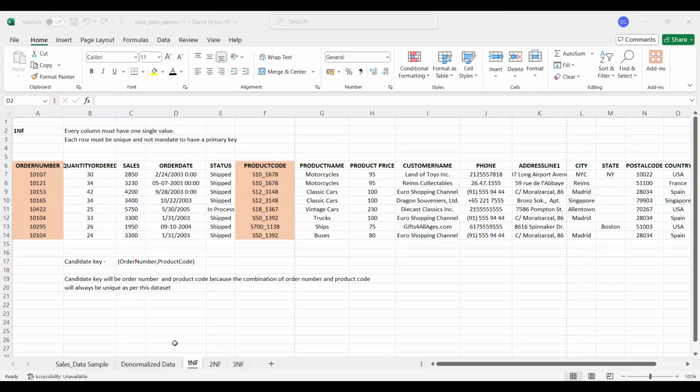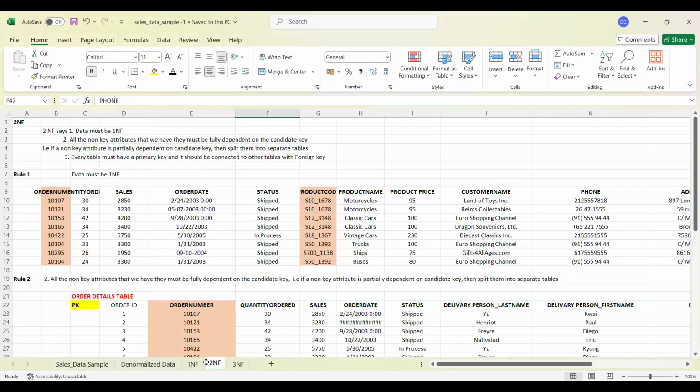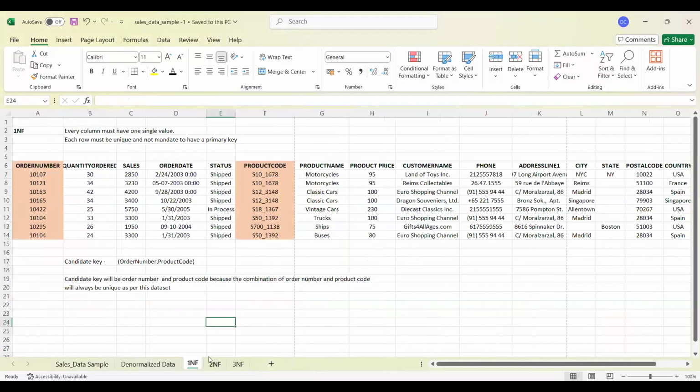So this is 1NF, and from this, on the previous day we discussed what a candidate key is, and with respect to the candidate key definition, we took order number and product code as the candidate key here, right? In 2NF we have these rules. The first rule is that the data must be in 1NF, right? So I just copied the same data which we got in the 1NF. This will be that one.